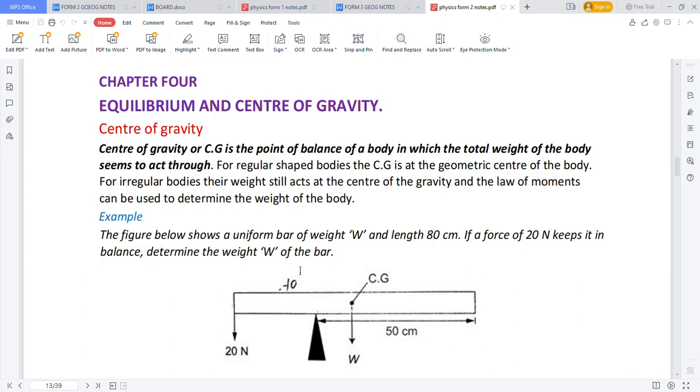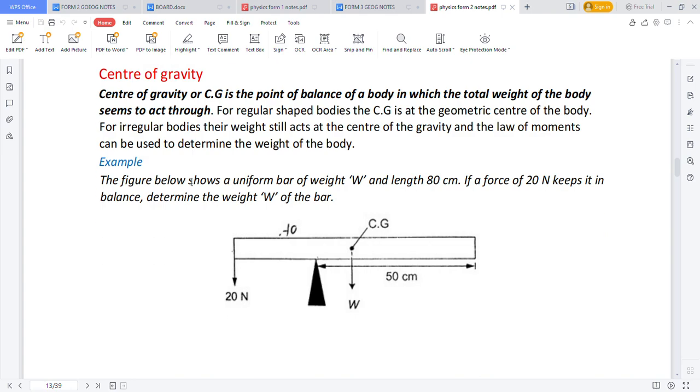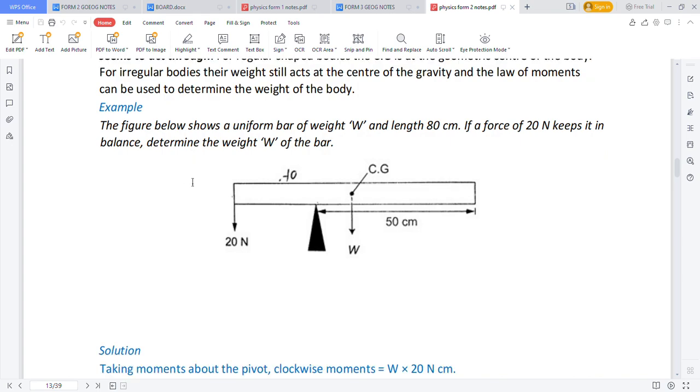We say, what is center of gravity? Center of gravity, or COG, is the point of balance of a body in which the total weight of the body seems to act through. That is all about COG.